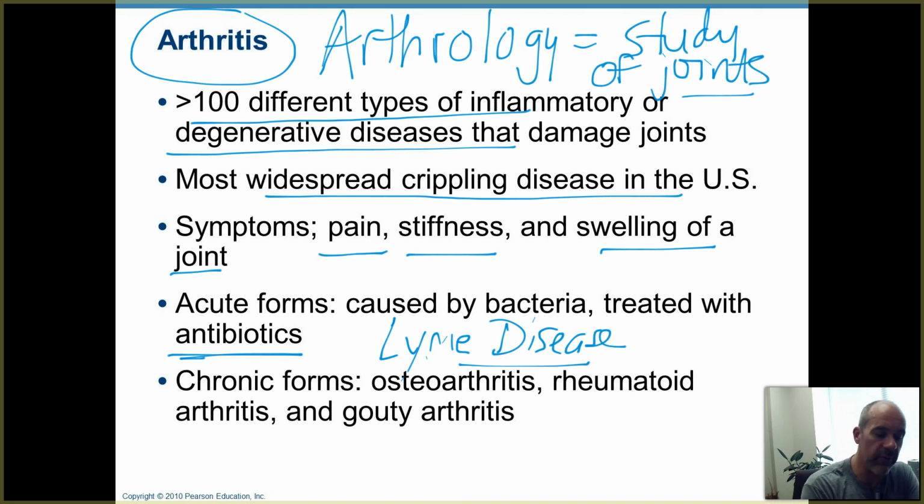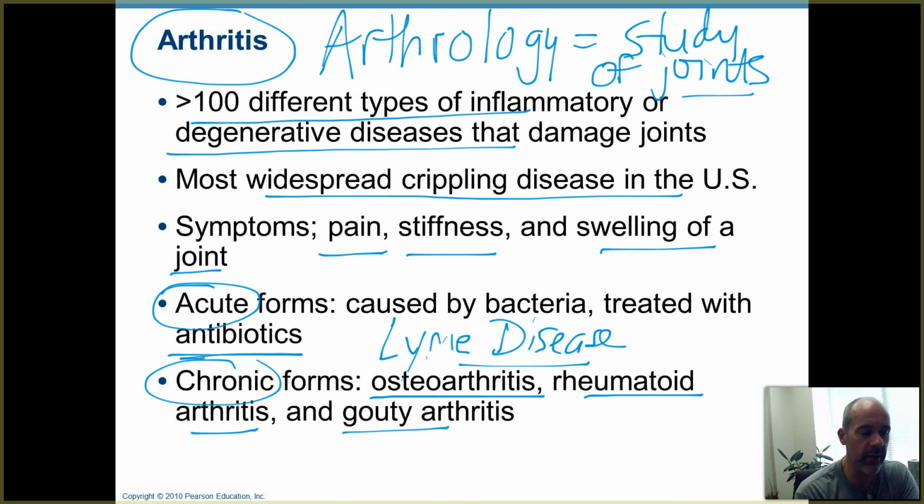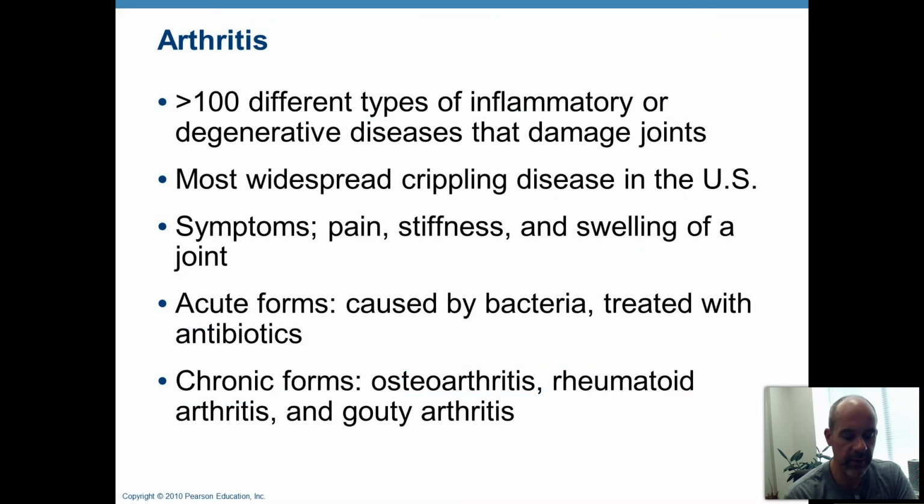And then there are chronic forms. So when you see acute versus chronic, acute means generally shorter term and intense. Acute forms of arthritis caused by bacteria can be treated. Chronic forms are longer lasting and difficult to treat. And there are three types of that: osteoarthritis, rheumatoid arthritis, and gouty arthritis. So we'll talk a little bit about what those are.